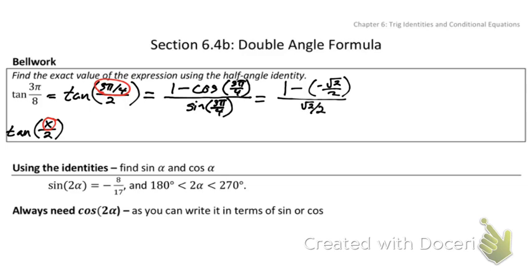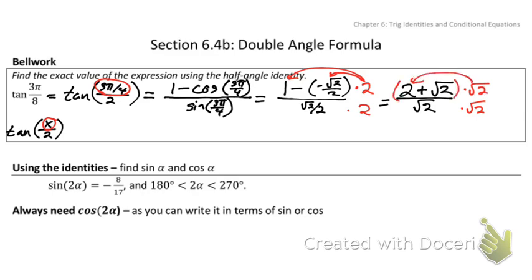In order to clear those fractions, I'm just going to multiply the top and bottom by 2. Because now when I distribute this, we're going to get rid of those fractions. So we're going to have 2, a negative times a negative is a positive. Square root of 2 over 2 times 2 is just square root of 2. All over, well, square root of 2 over 2 times 2 is square root of 2. Now we just have to get rid of that square root in the denominator. So we multiply the top and bottom by square root of 2, making sure to distribute that square root of 2 to both things.